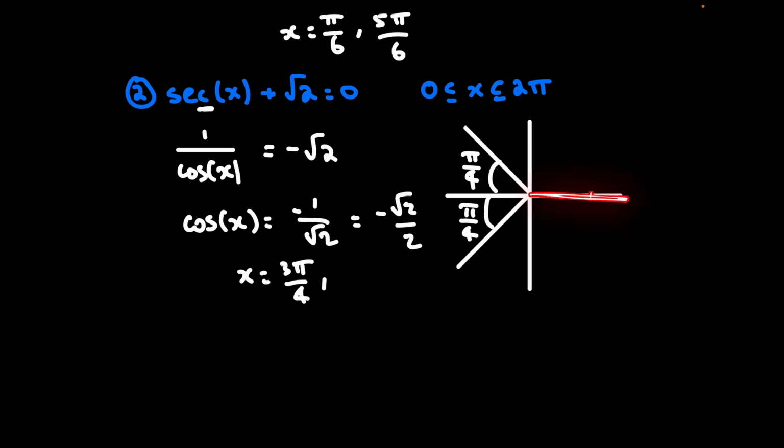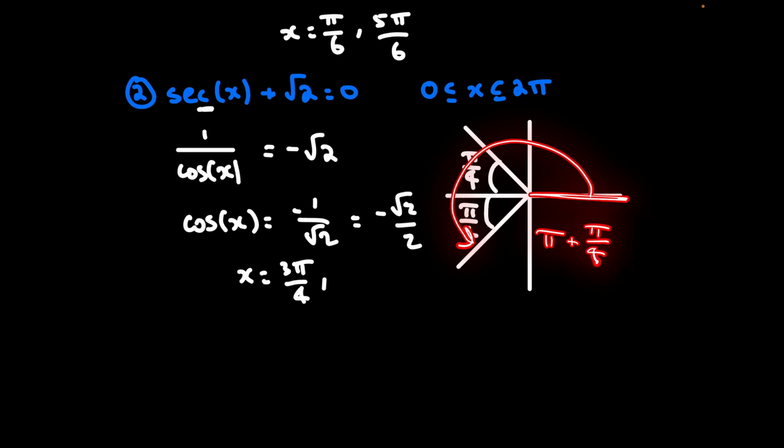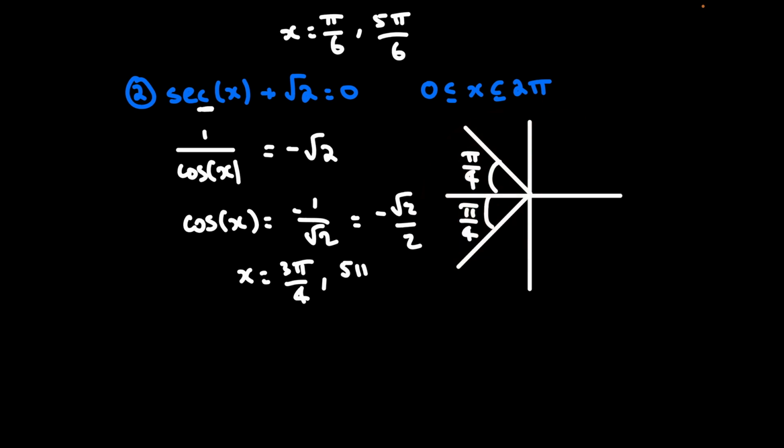And our second angle is from here all the way to here, which is just pi plus pi on 4. And that'll give us 5 pi on 4. And that is the solutions to this equation here. Okay, x is equal to 3 pi on 4 and 5 pi on 4.